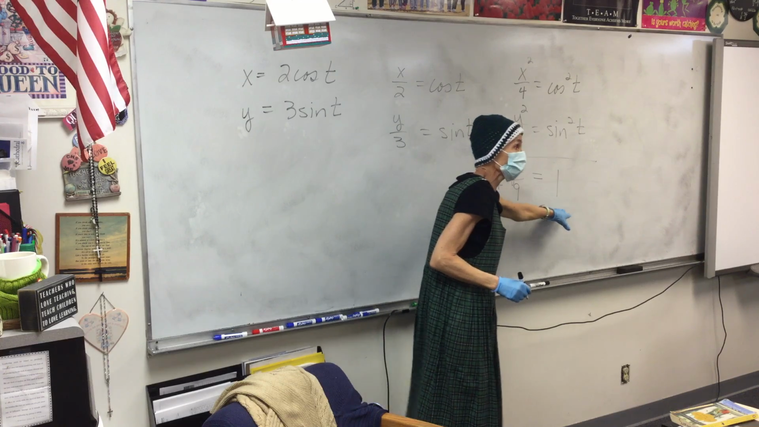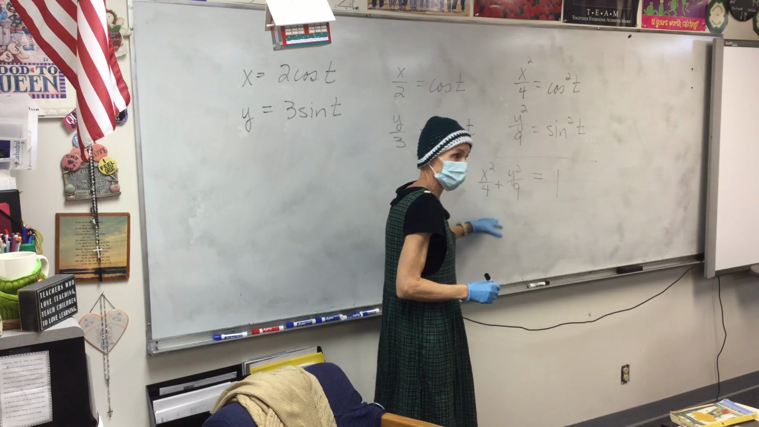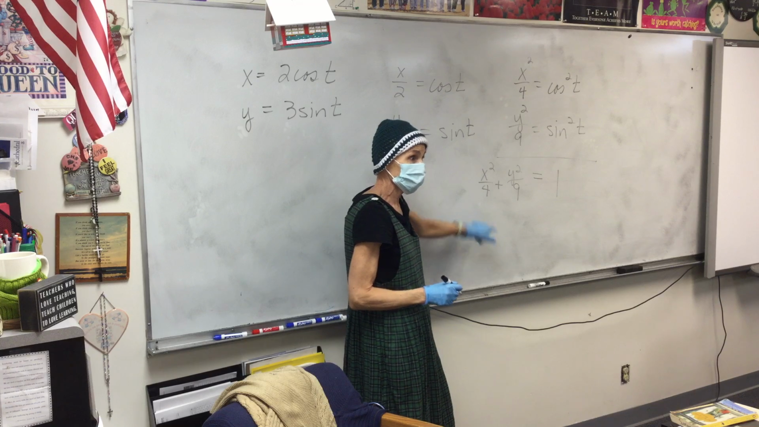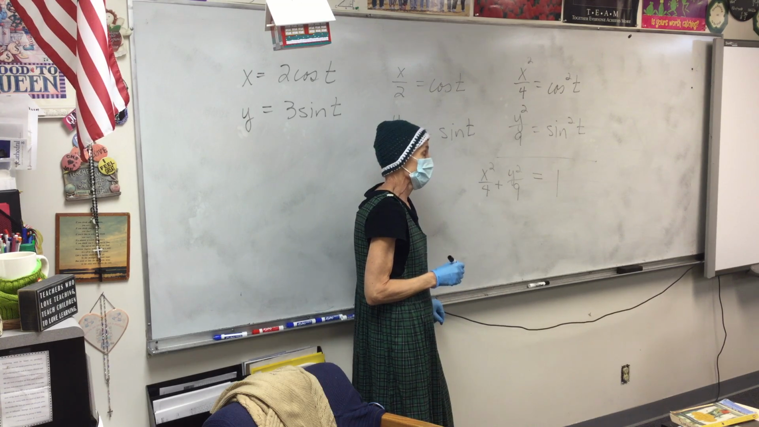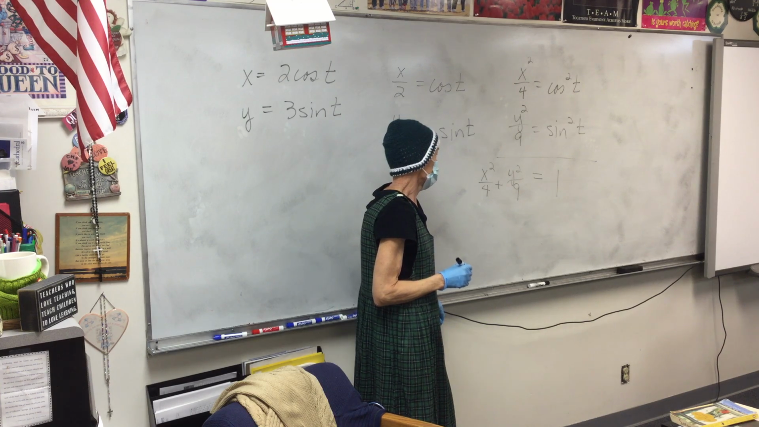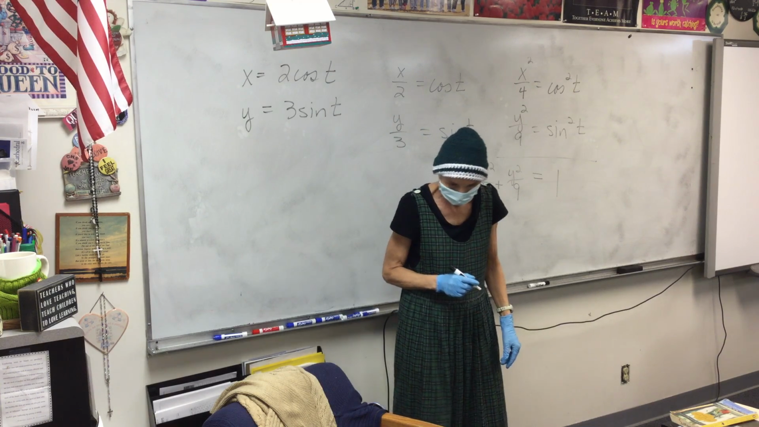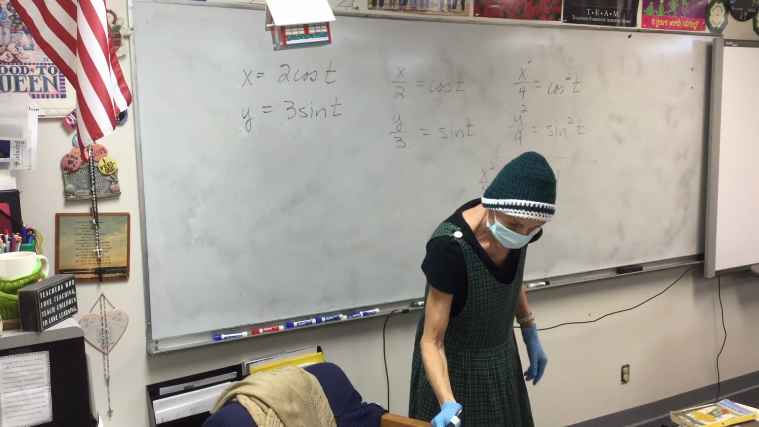And they always were equal to 1. You had x squareds and y squareds. Remember that? That is the ellipse that you just graphed. Pretty cool. Alright, so that's the final answer.